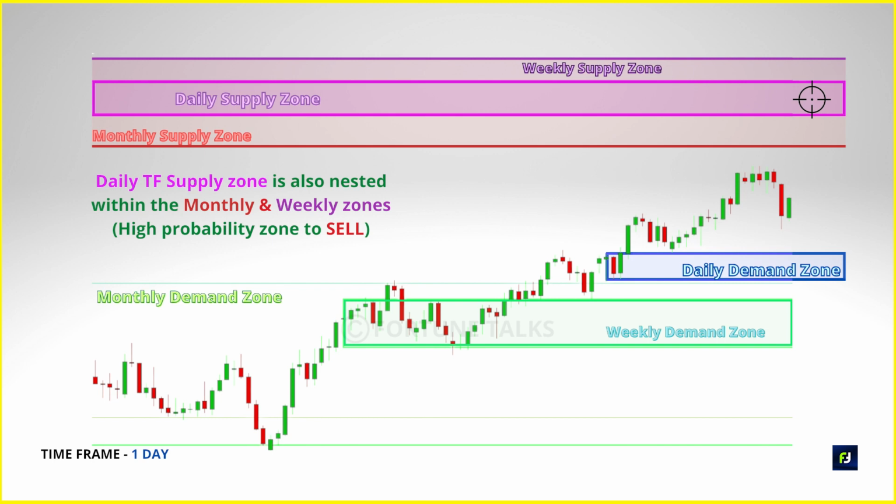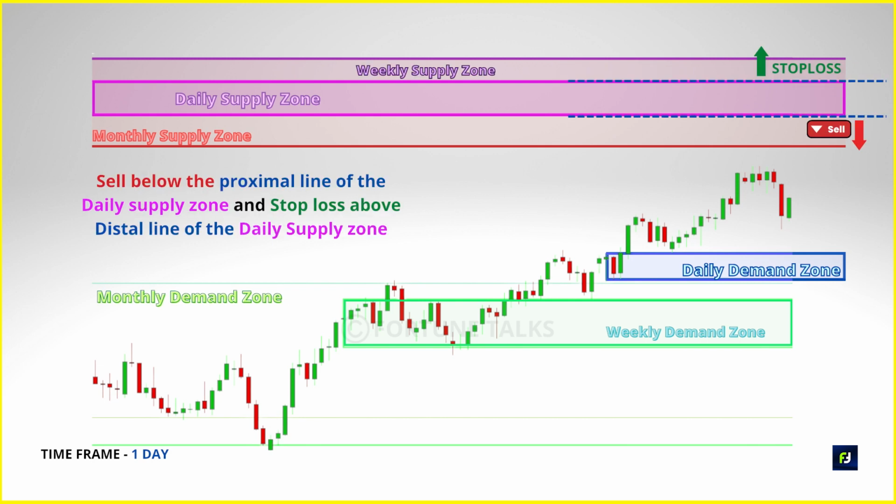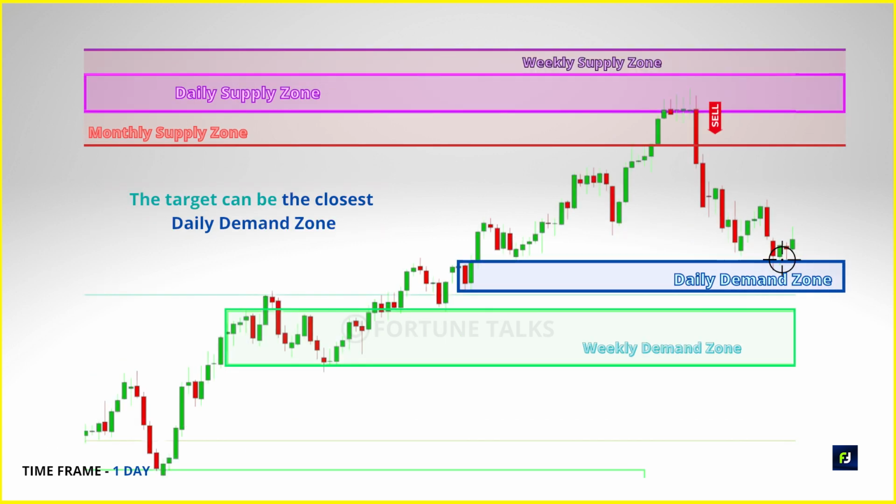So on the lower time frame chart, we have a nested daily supply zone within the weekly supply zone. Now this has become a high probability zone to trade in. We can place our entry at the proximal line and place our stop loss above the distal line. To exit the trade, we can place our target at the opposite demand zone. The profit margin is good as we have at least a 3:1 reward to risk ratio in this particular trade.